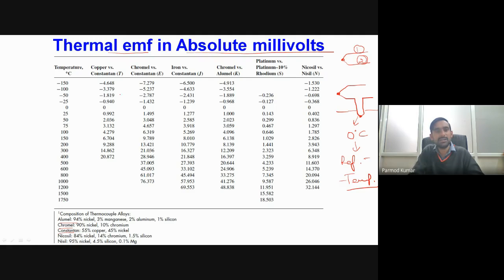Okay, so the meaning of this is that if I subject this junction to -150 degree Celsius, then corresponding to that I will be getting this value of -4.648 if I am using a T type thermocouple arrangement. Okay. So this is a very important table, because if I know that I am having some calibrated T type thermocouple or E type thermocouple, then by just knowing the output voltage, I can refer to this table, and from there I can relate it to the corresponding value of the temperature. Okay.